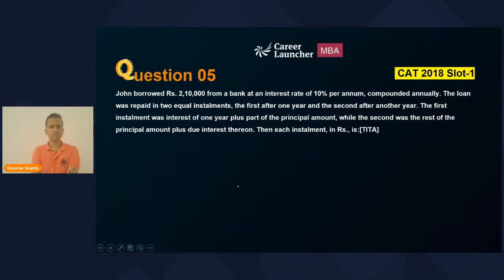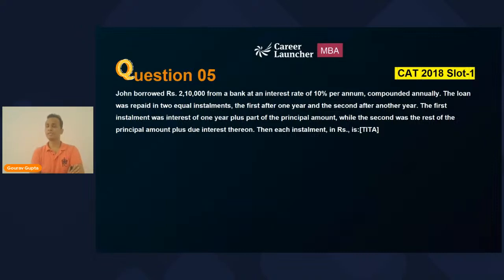So let's read out the question. John borrowed rupees 2,10,000 from a bank at an interest rate of 10% per annum, compounded annually. The loan was repaid in 2 equal installments. The first one after 1 year and the second one after another year. Okay, right? So that means after 2 years, the loan is completed.